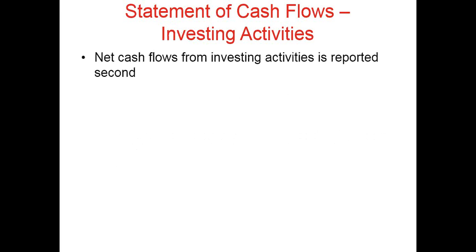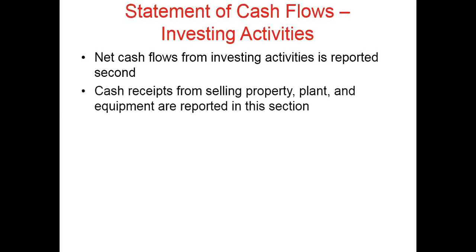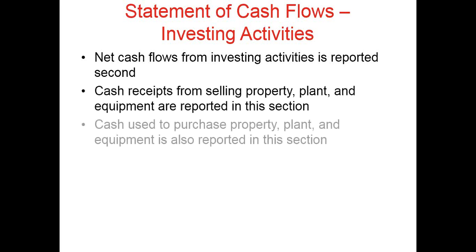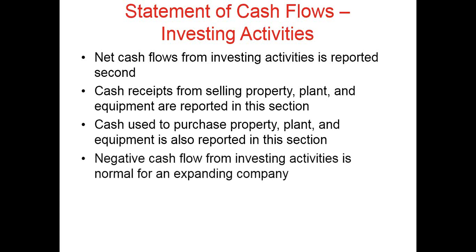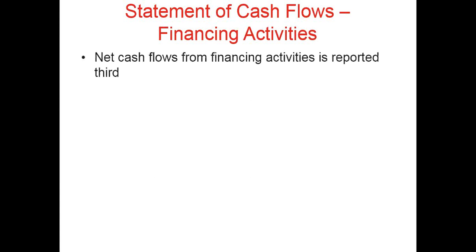Investing activities is reported second. And as we talked before, this comes from buying and selling of property, plant, and equipment. Generally speaking, this section will always be a net cash outflow, because when we sell our equipment, it has become obsolete or useless and is not worth very much. Buying new equipment is very expensive.